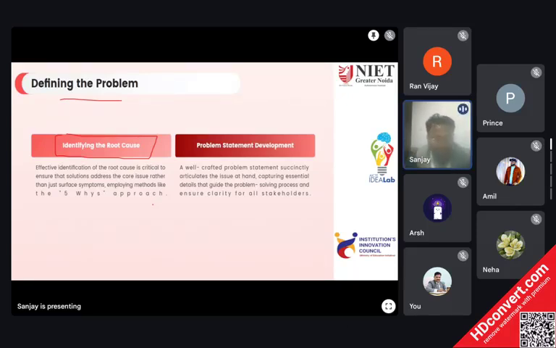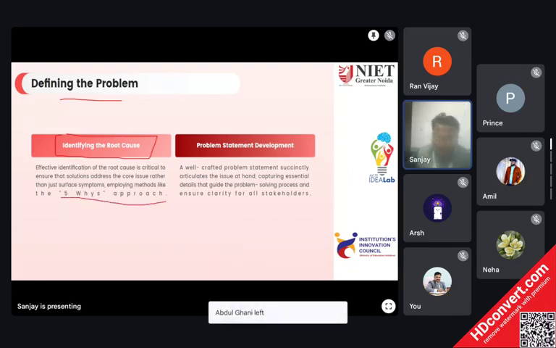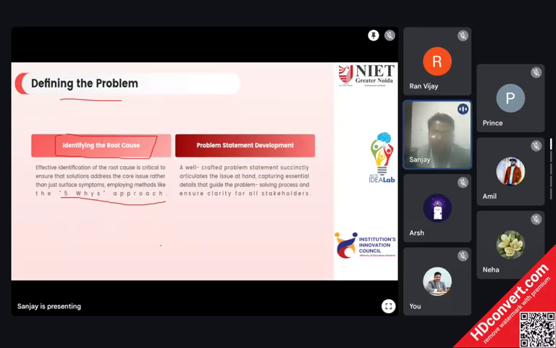So to identify the root cause, there are several techniques, but one of the most important techniques was adopted by Toyota in the 1930s for their problem solving, when producing cars on a large scale. So the five whys approach can be an effective technique to solve any real-life problem and give the root cause of that particular problem.